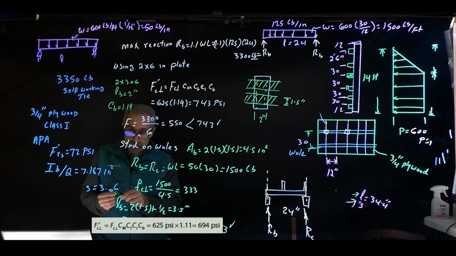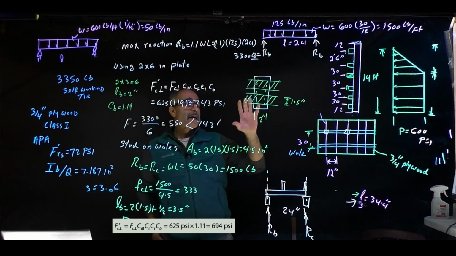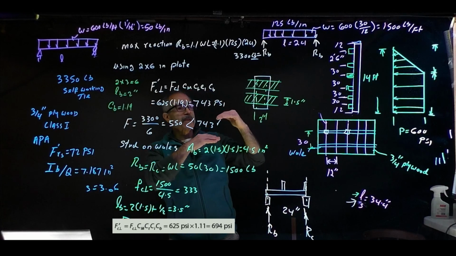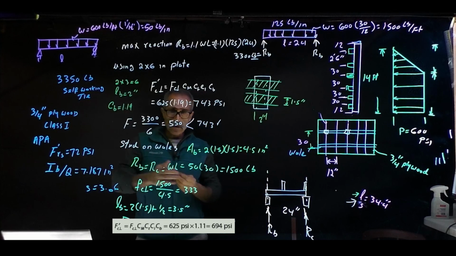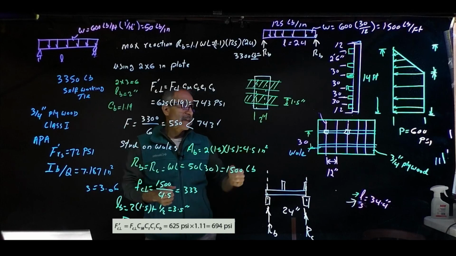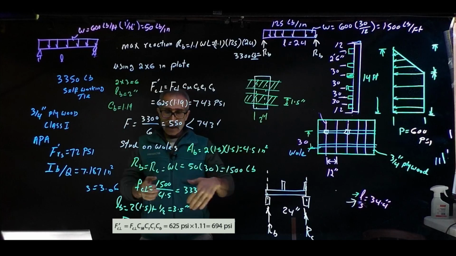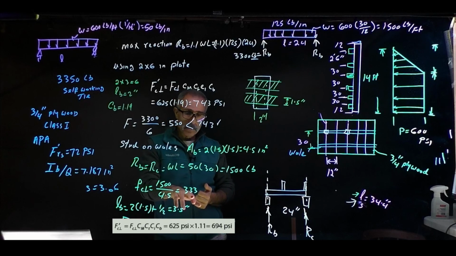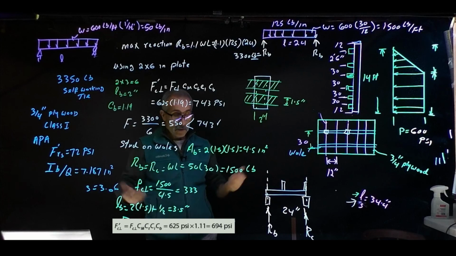So going over these steps again, we did the bearing check on the plate on the whalers. Then the whaler itself puts pressure on the stud. The area of the stud was basically these two squares right here, which we figured out was 4.5 square inches. The reaction is based on the 30-inch span, and that came out to 1,500 pounds, and therefore the stress comes out to 333 psi. It has to be less than the bearing stress of the material. I wouldn't even multiply by the adjustment factor because it's already less than that, so you're good.